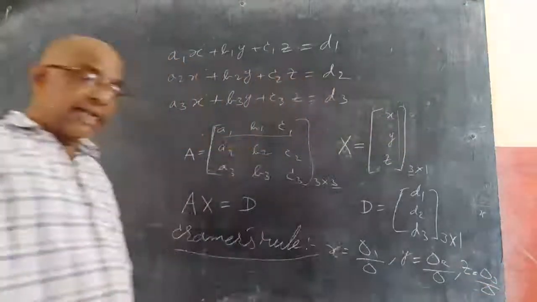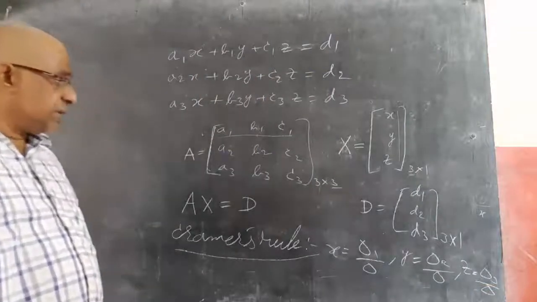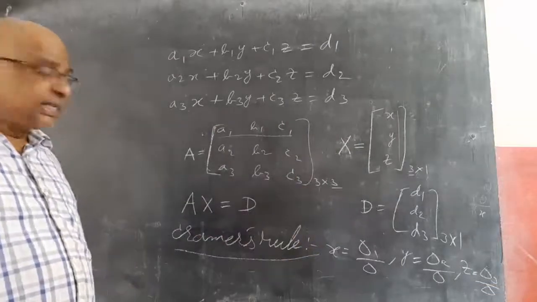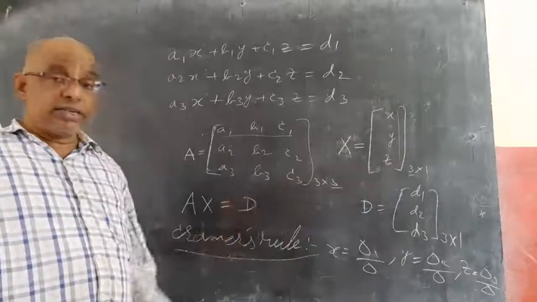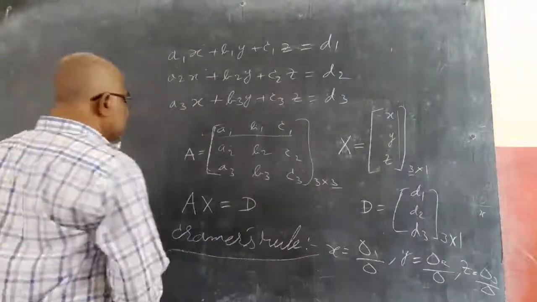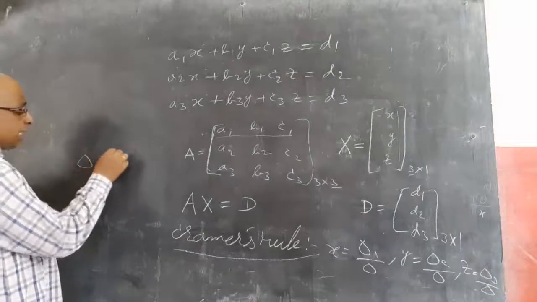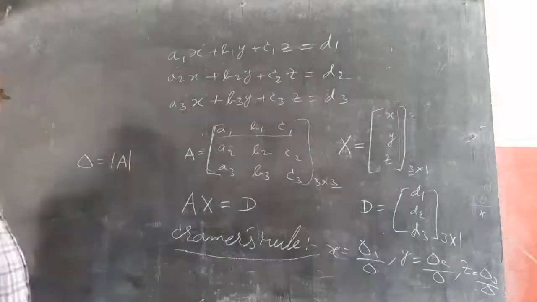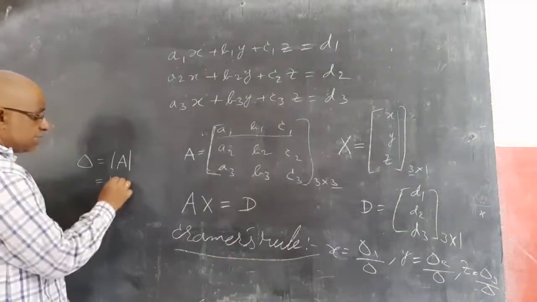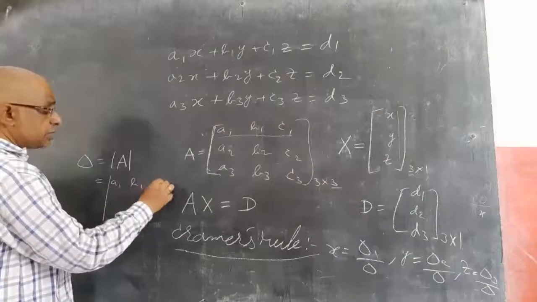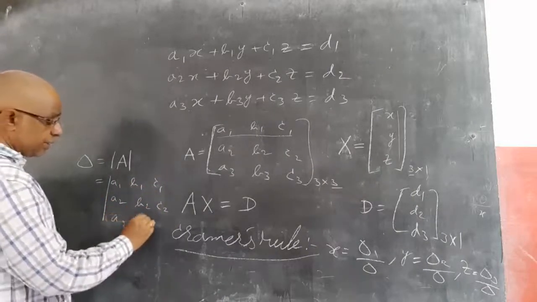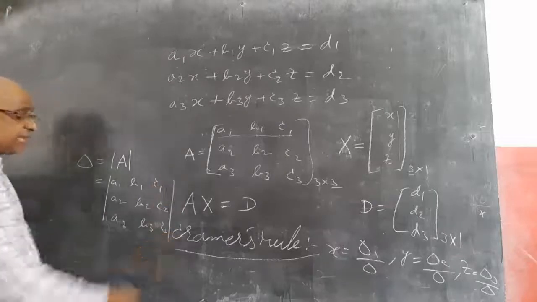What is delta 1? Delta 1 is nothing but replacing first column elements with d1, d2, d3. So what is delta first of all? Delta equal to delta A. Here delta is the determinant formed by the elements of A, that is A1, B1, C1, A2, B2, C2, A3, B3, C3 gives me delta.